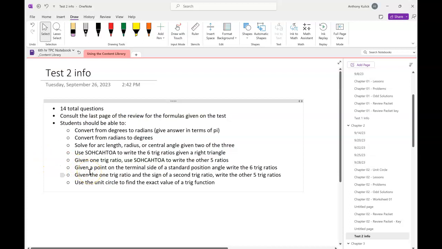If you're given a point on the terminal side of a standard position angle, you should be able to write the 6 trig ratios from that. So you need the y over r, x over r definitions. If you're given 1 trig ratio and the sign of a second trig ratio, you should be able to write any of the other 5. That's like page 2 of the worksheet 2 that Nick was just asking about. And then you should be able to use the unit circle to find the exact values of a trig function. That's like page 1 of the worksheet that Nick was just asking about. That's the gist of it.